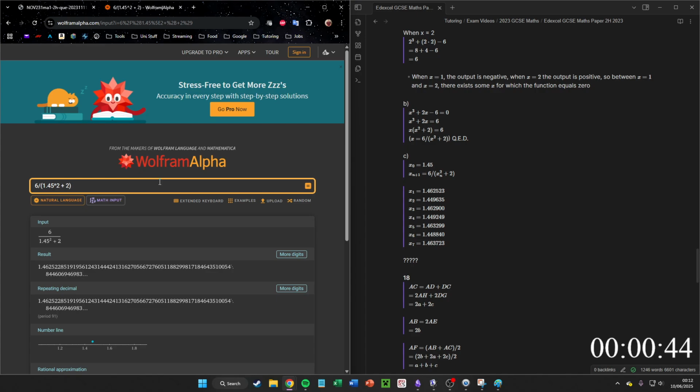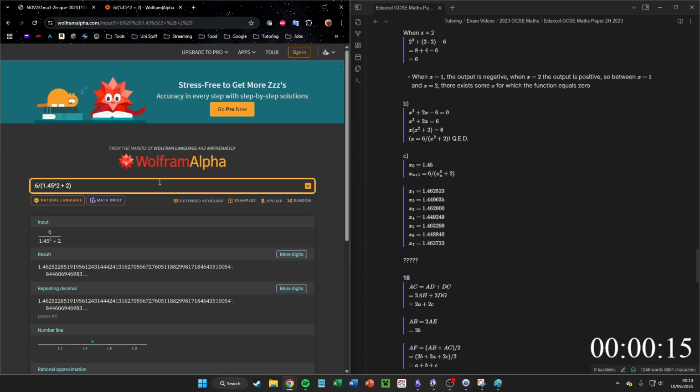Is this going to be a buzzer beater, as the Americans call it? 1.45 squared plus 2, and then do that, and then put answer in. Okay, I'm just going to spam it and see if I get anywhere. I'm not seeming to get anywhere. We've got 20 seconds left. It's just divergent, to be honest, folks.